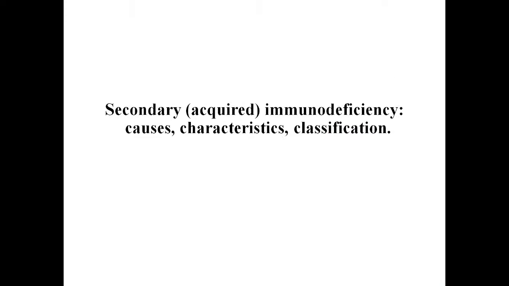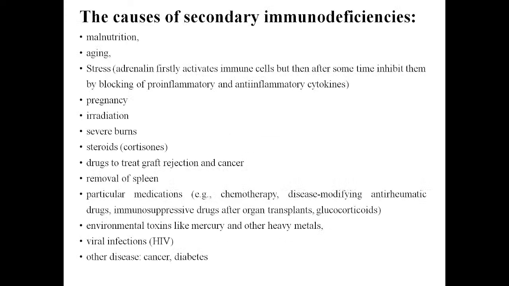So we have just talked about primary immune deficiency. Now let's talk about secondary immune deficiency. They are acquired. Firstly, what are the causes of secondary immune deficiencies? These are malnutrition, aging, stress. Why does stress cause secondary immune deficiency?